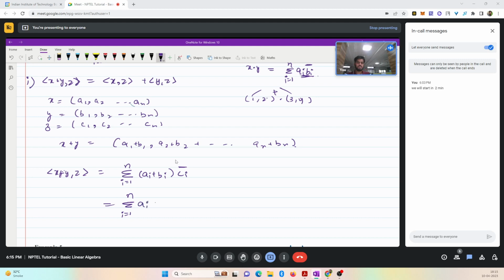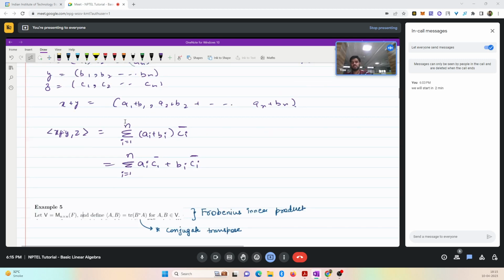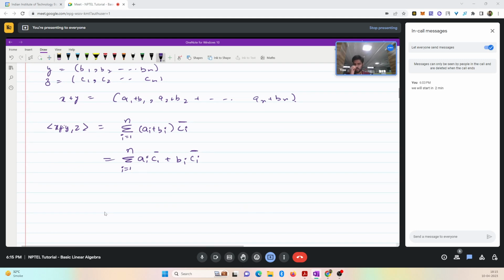Because the complex numbers form a field, it will satisfy the distributive property. So this is ai ci bar plus bi ci bar. As this is a summation, we can split it into two parts, and we obtain the summation i equal to 1 to n of ai ci bar plus the summation i equal to 1 to n of bi ci conjugate. So this is nothing but (x, z) plus (y, z). So we satisfied our first property.